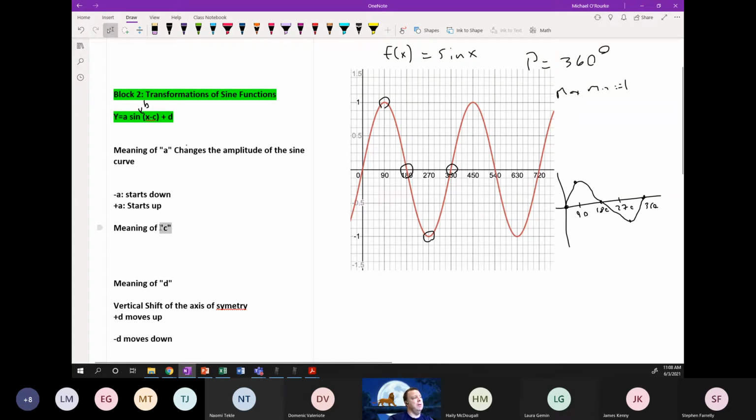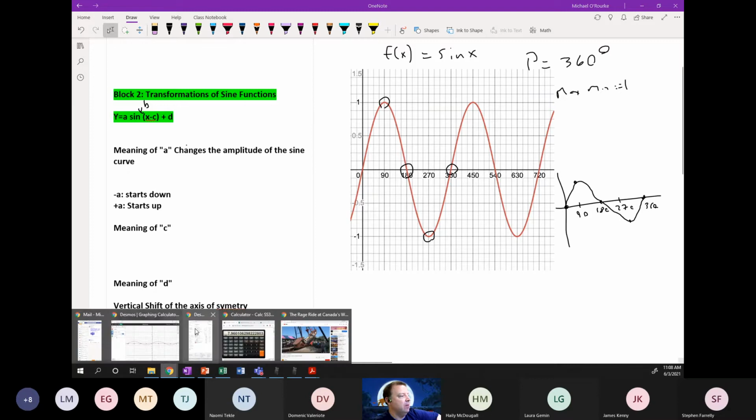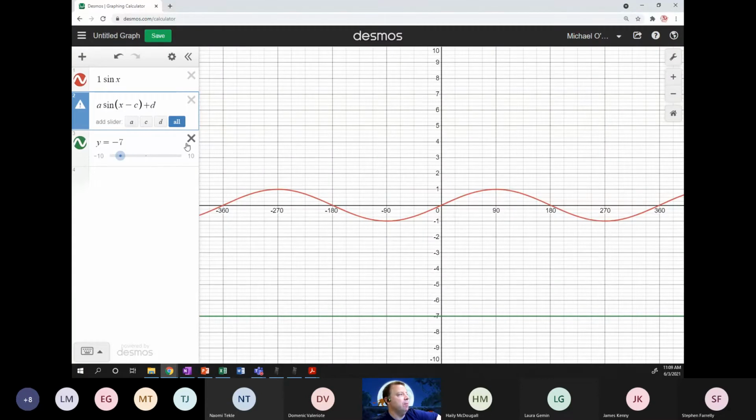Now C, here's the hard one. I consider it somewhat, I don't know if it's hard, but it's not directly easy. Who can make a guess what that C is going to do? We've done stretch and compression so far, so we're either stretching it up or we're pushing it down. We have a vertical shift going up and down. What's that C value going to do?